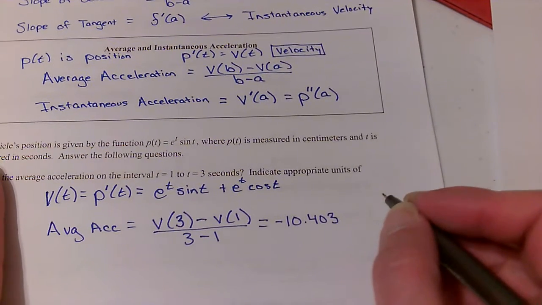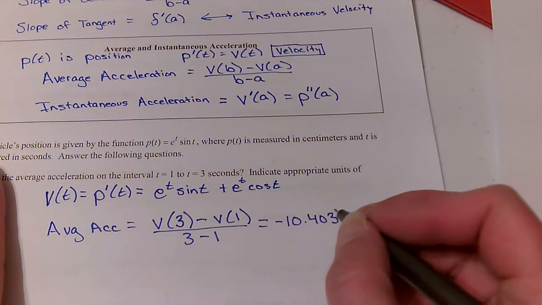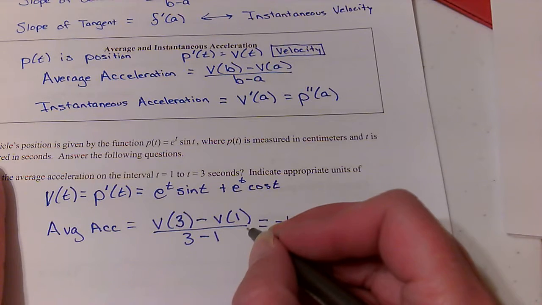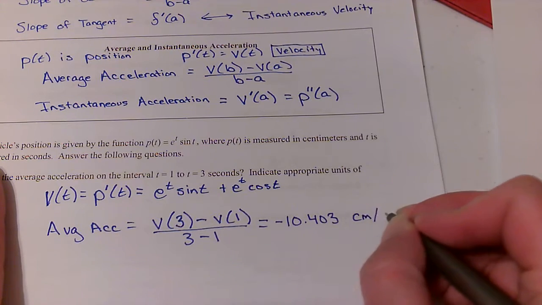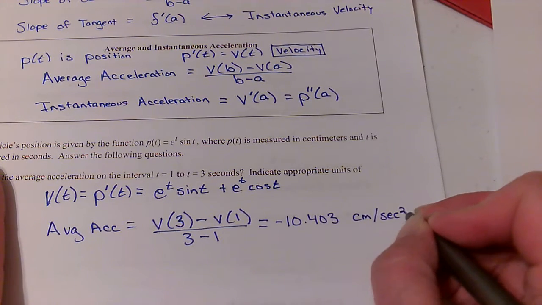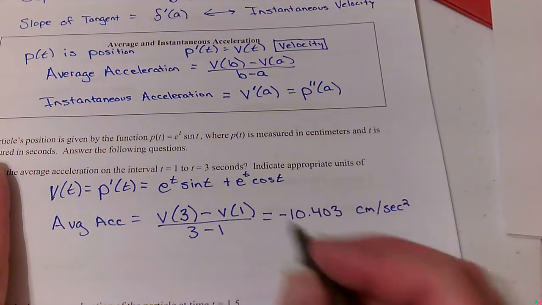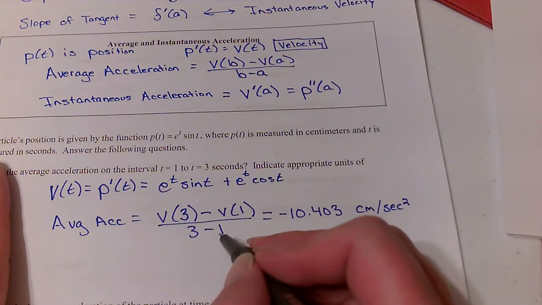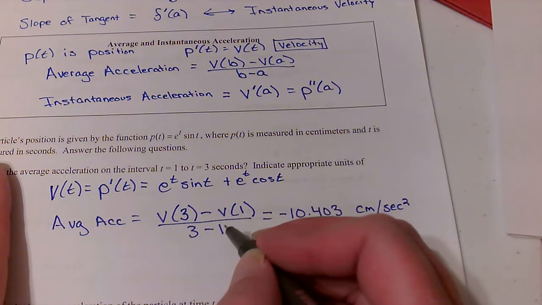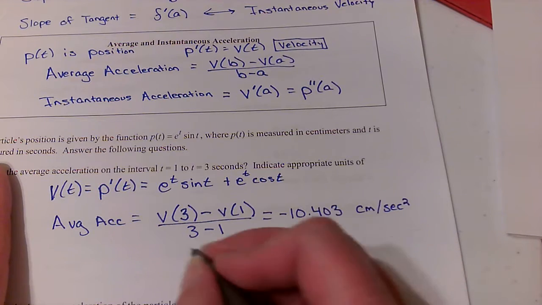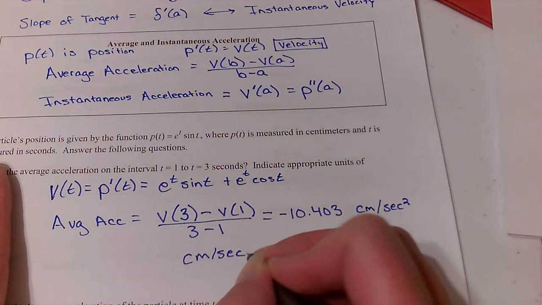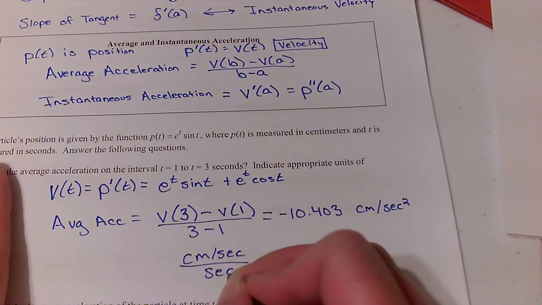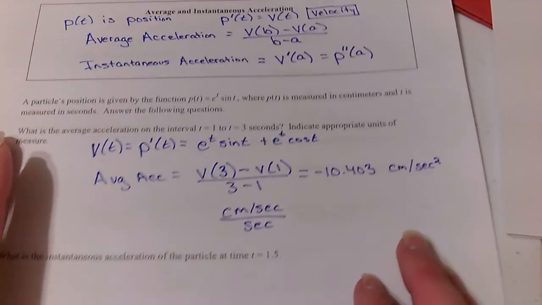Now, what would be the units? Velocity was centimeters per second, so acceleration is centimeters per second squared. Centimeters per second per second. Because this was centimeters per second, and then we're dividing by seconds. So that's why we end up with seconds squared.